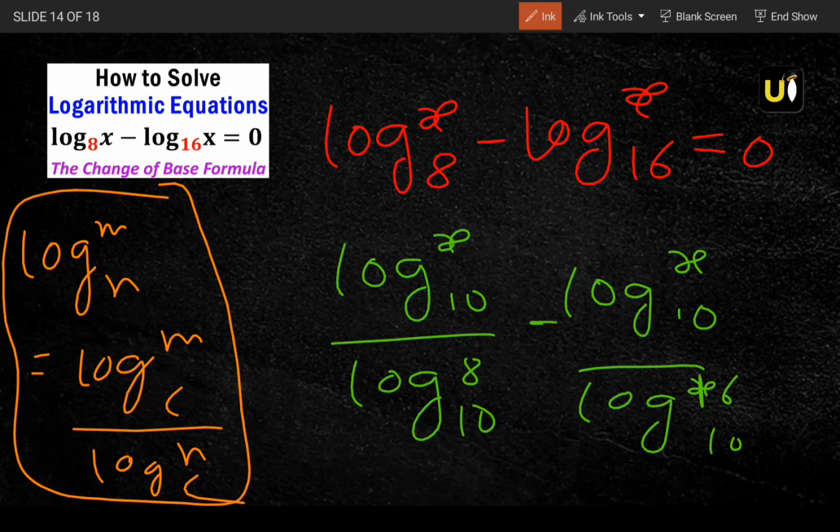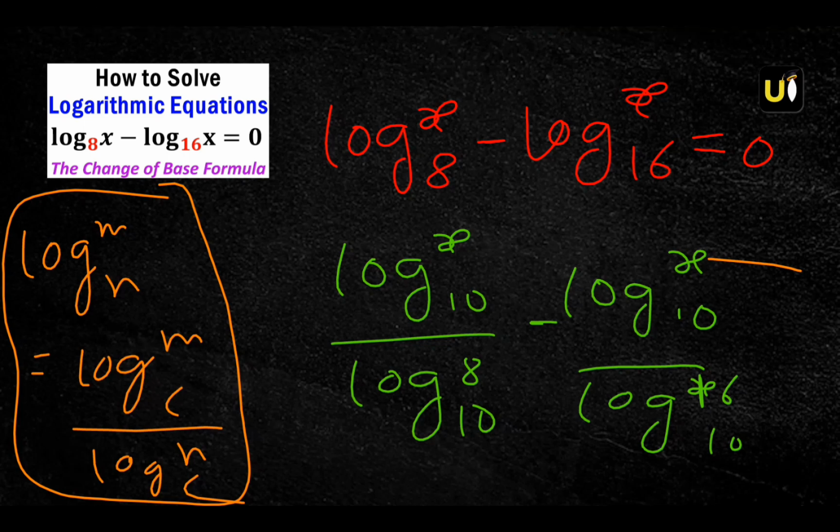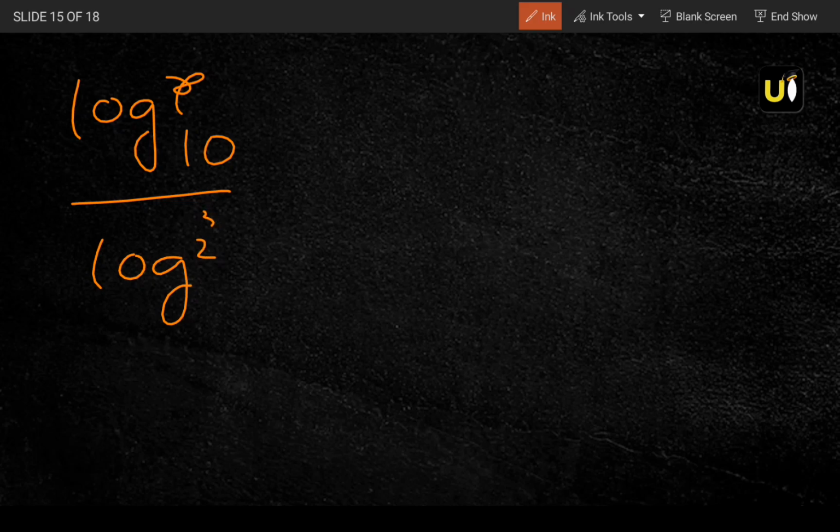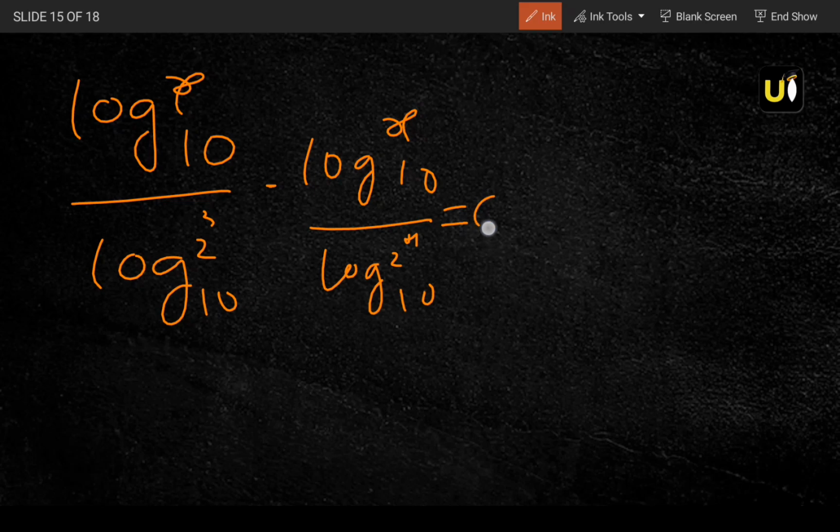Let me see here, there is an extra slide. See, log x to the base 10 by log, so 8 can be written as 2 cube basically, and here we have base 10, and log x to the base 10 by log 2 power 4, since 16 can be written as 2 power 4, that is equal to 0. And we have previously discussed a property that log a power 4 to some base c is 4 log a to the base c.